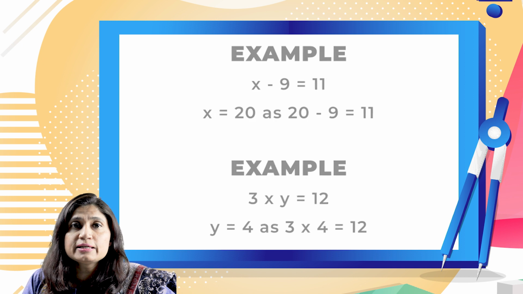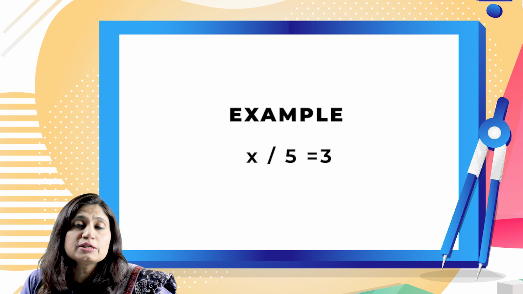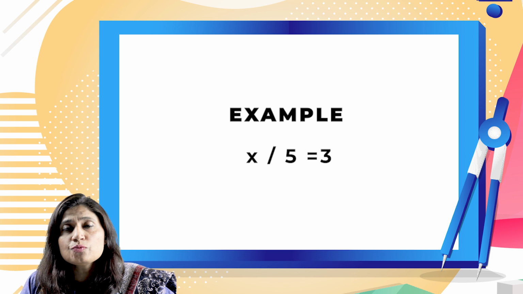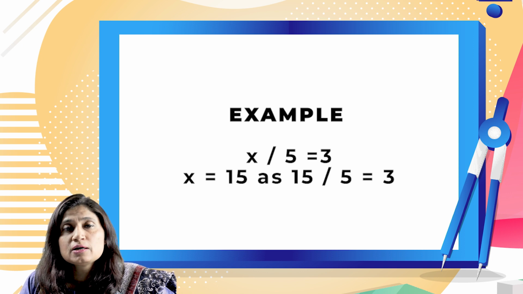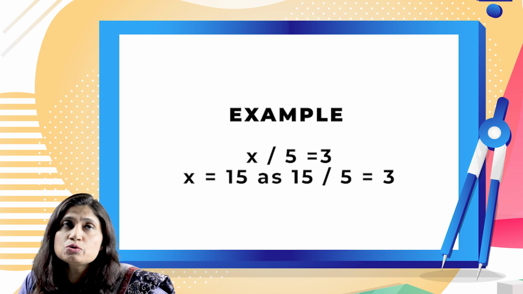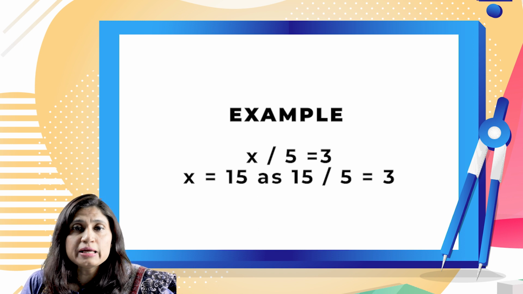Let's take another example. In this example, you can see that the operation of division is going on. Now, think about the value which can make this equation true. The value will be 15. To make this equation true, we substitute the value of x as 15, and then you will get 3 by dividing 15 by 5.